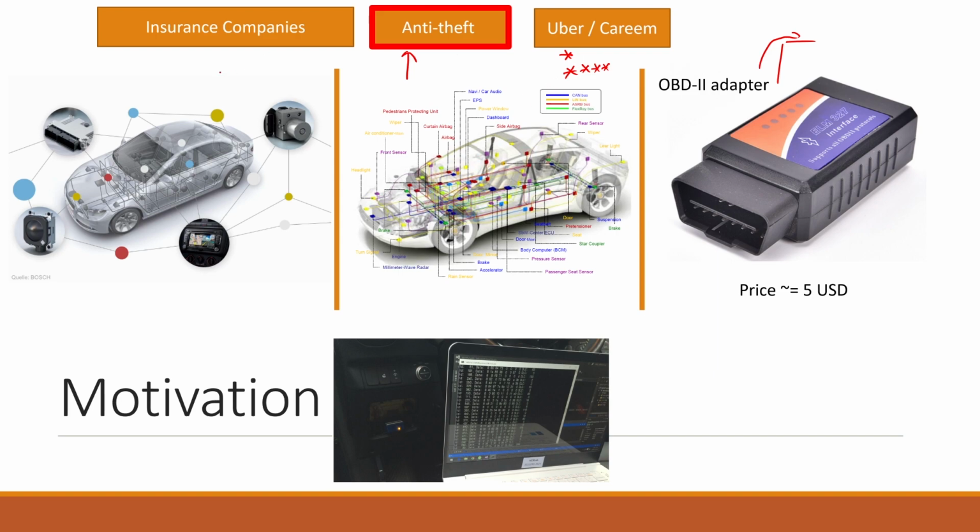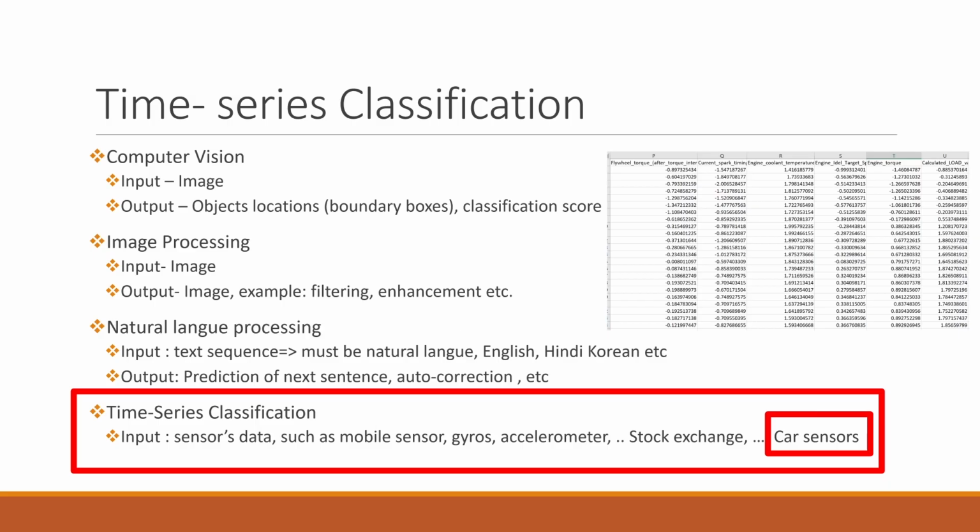Another application could be for insurance companies. We can use the driving behavior of a driver and then insurance companies can monitor their drivers correspondingly. Now the question is, what is time series classification?